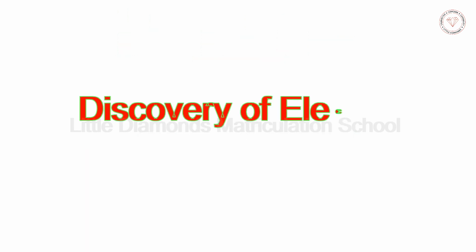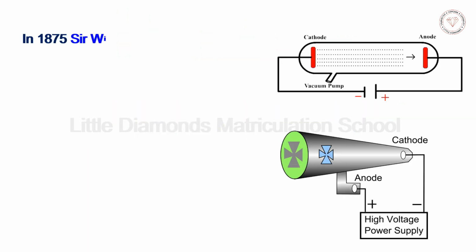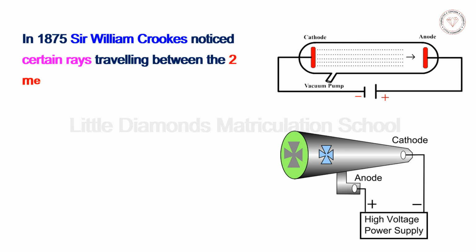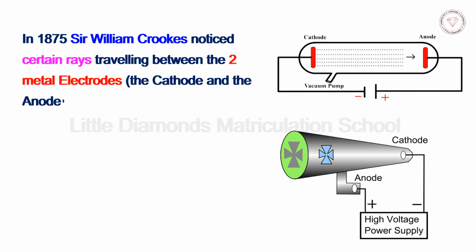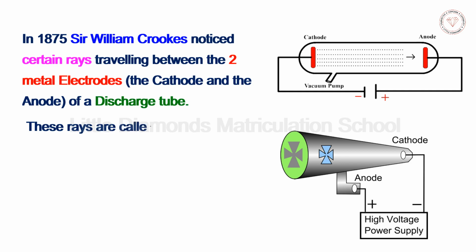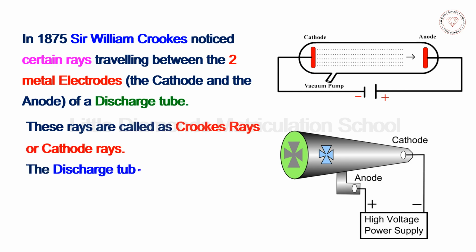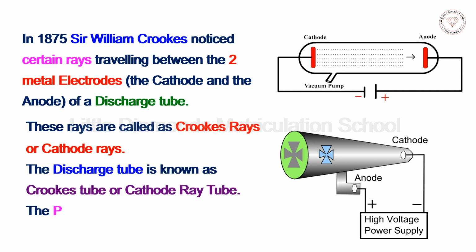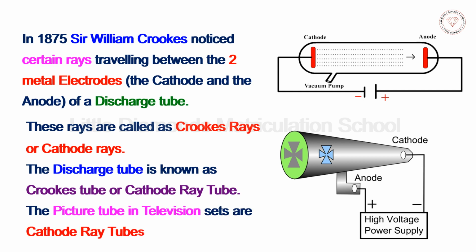Discovery of electrons. In 1875, Sir William Crookes, a British chemist and physicist, noticed certain rays traveling between the two metal electrodes, the cathode and the anode of a discharge tube. These rays are called as Crookes rays or cathode rays. The discharge tube is known as Crookes tube or cathode tube. The picture tube in television sets are cathode ray tubes.